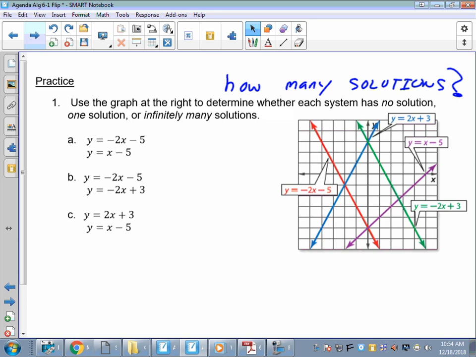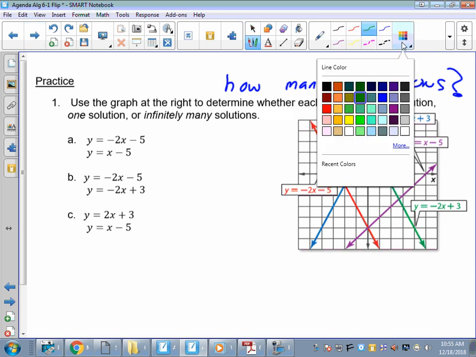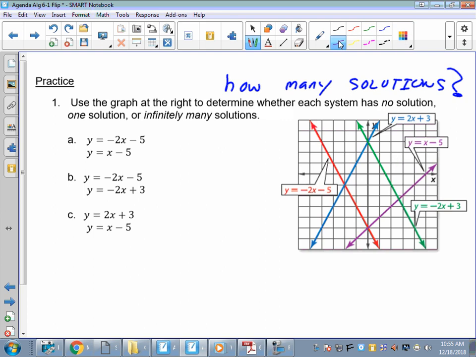So the first one here, in letter A, we've got y equals negative 2x minus 5, and then y equals negative x minus 5. Well, it's also great that they're already in slope-intercept form, y equals mx plus b form. So if we look at these graphs, what I'm looking for is the first one, negative 2x minus 5. Well, that's here. That's this red one right here. Okay, so we could look at that one. And the second one is y equals x minus 5. So that's this purple one down here.